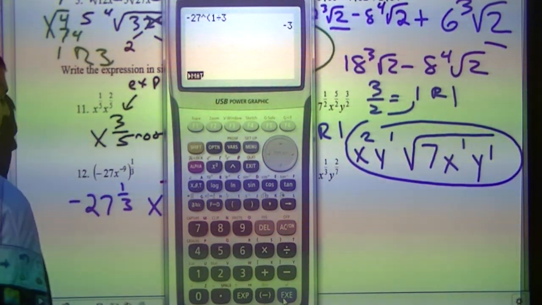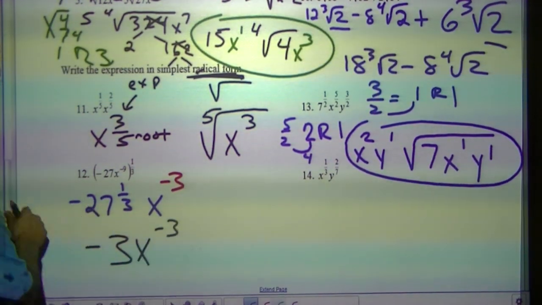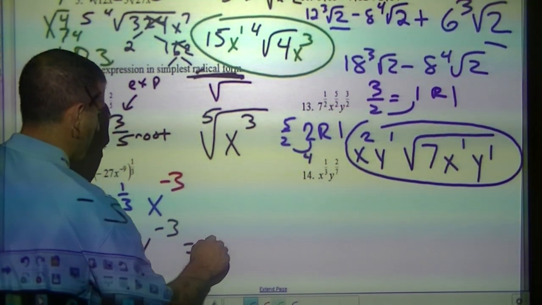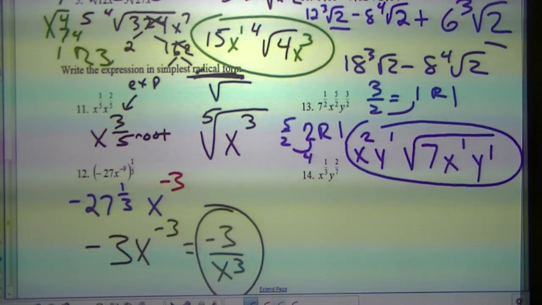Okay, I get negative 3 as my answer here. This is x to the negative 3. What negative exponents tell us to do is put them underneath. So that's actually my final answer.